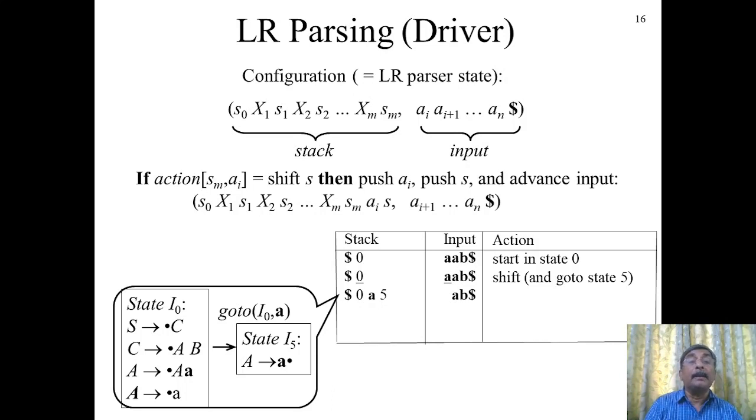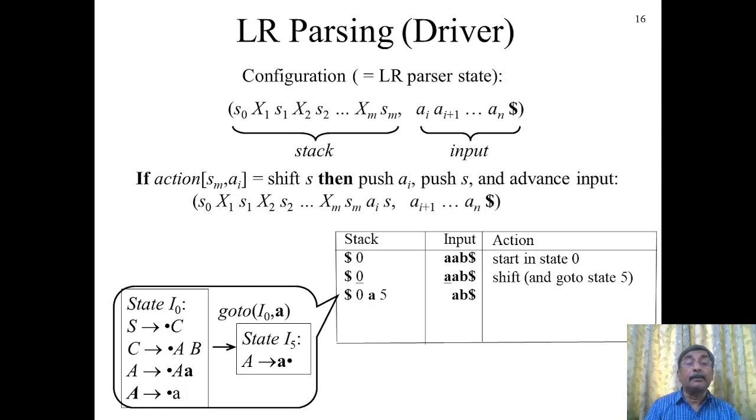If Sm and ai is available in the diagram, then what I do is shift S, and shift S means shift to the stack: push ai, and then push S. S means that from the state Sm, using the symbol ai, I jump to the state S. So I push two elements here, ai and S, right?